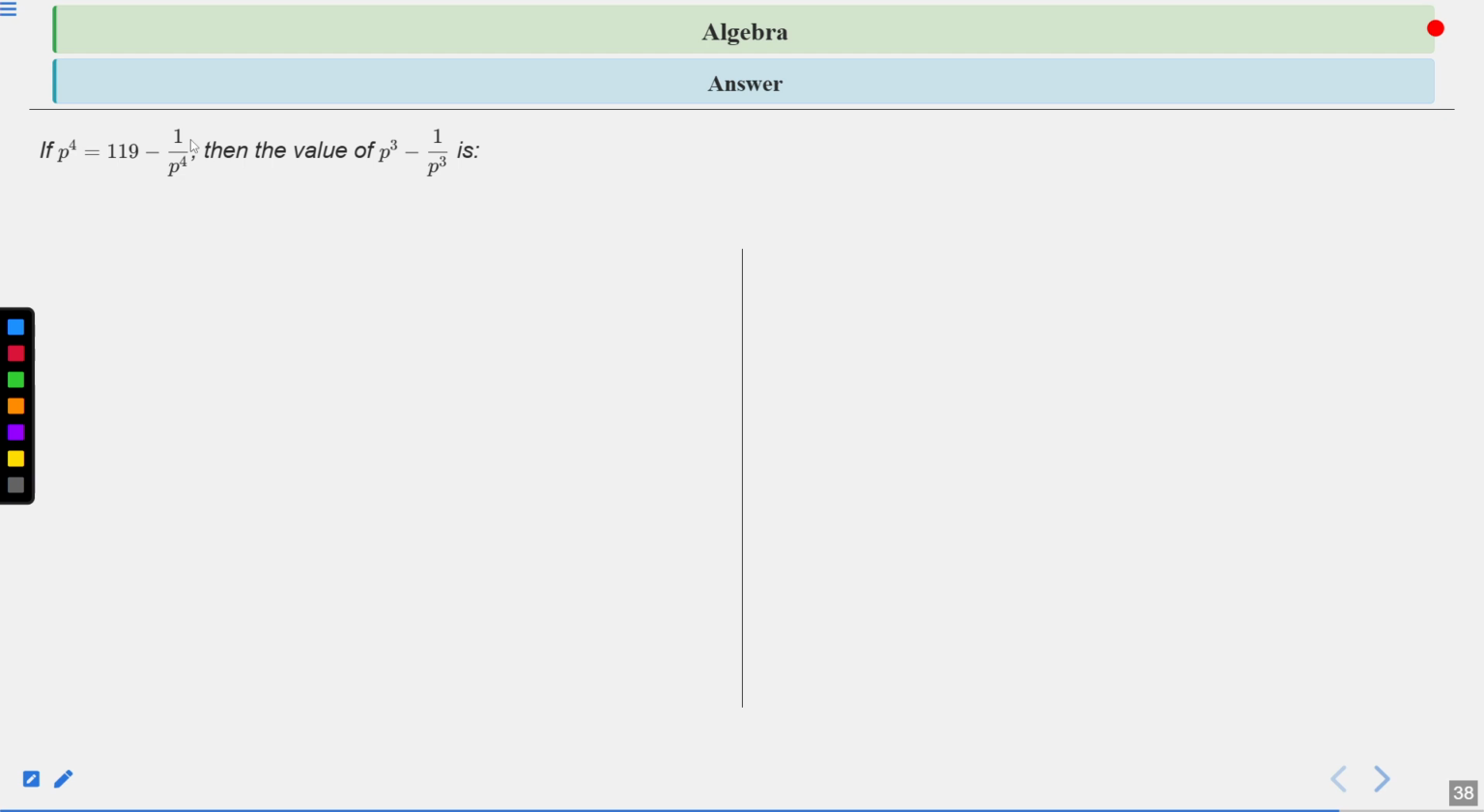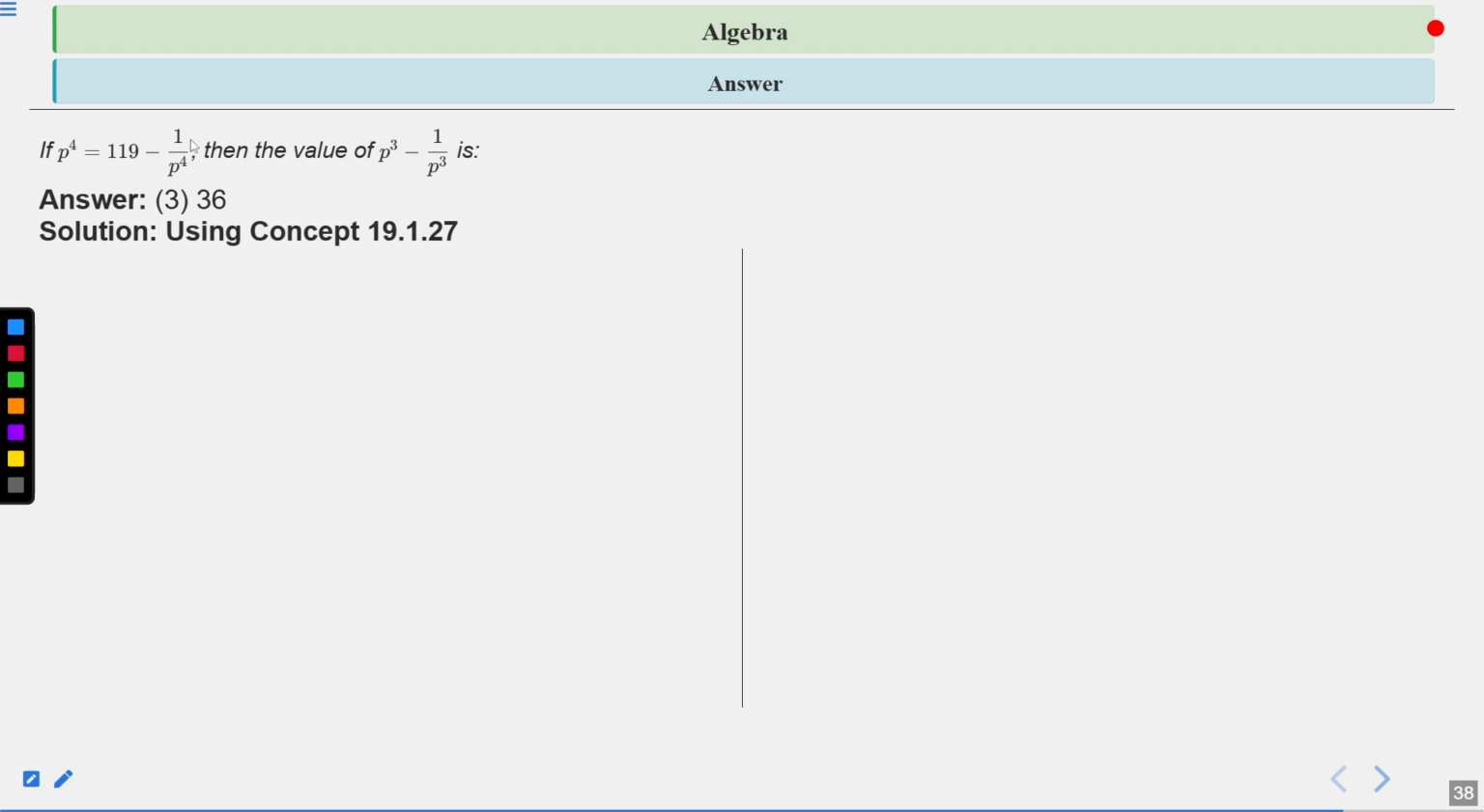So the question is, if p to the power 4 equals 119 minus 1 upon p to the power 4, we can change the side and write it as p to the power 4 plus 1 upon p to the power 4 equals 119. So we can easily calculate the value of p cube minus 1 upon p cube. Simplifying it, the correct answer of this question is the third one, which is 36.